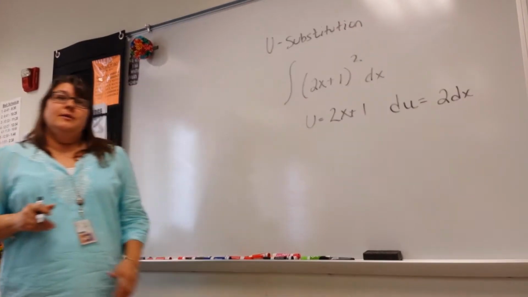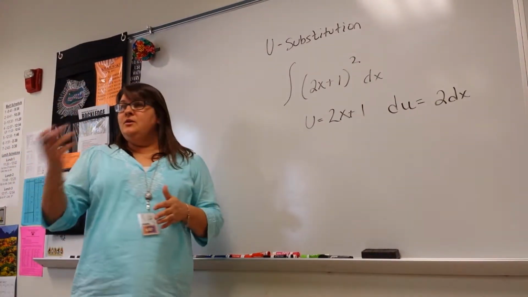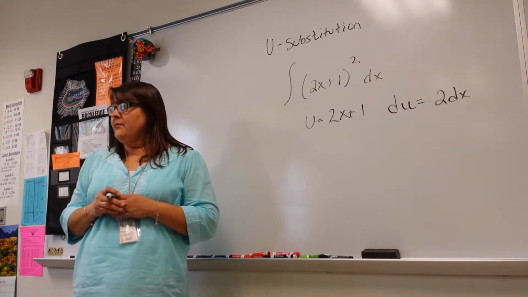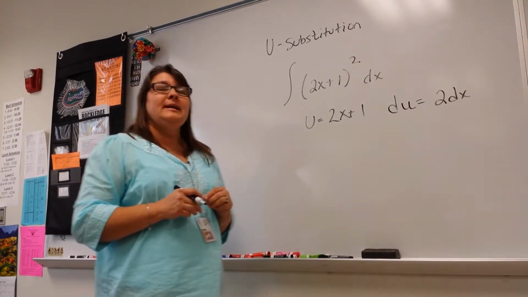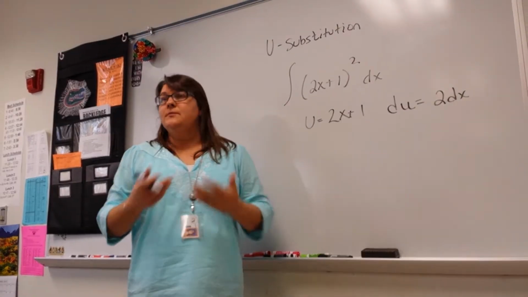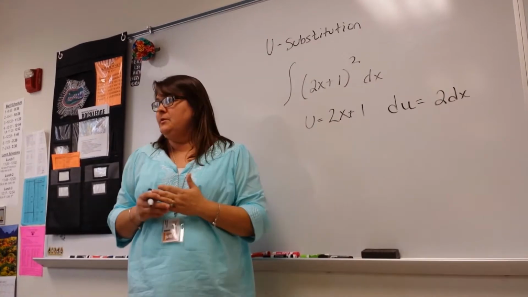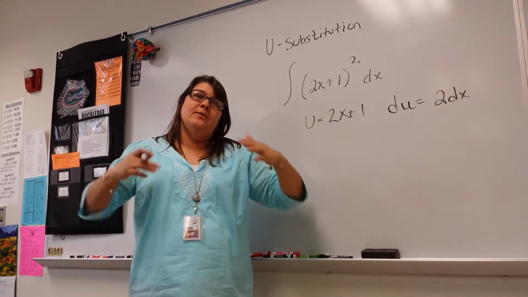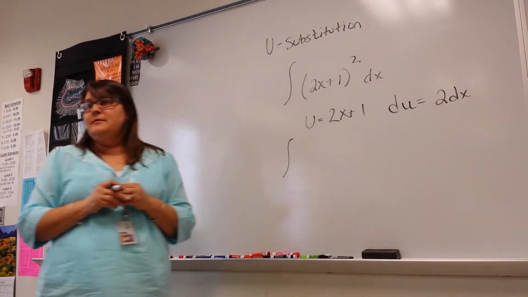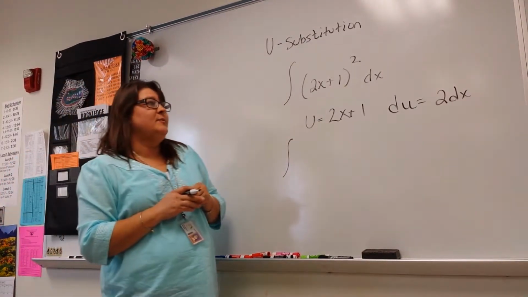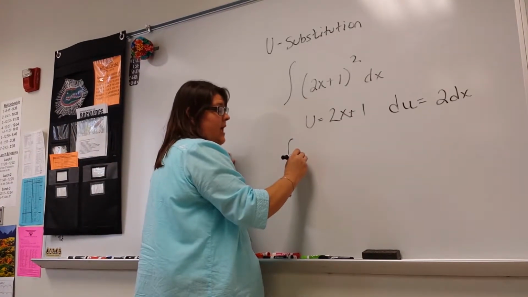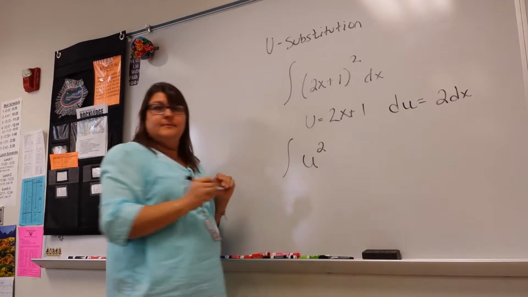So everybody cool with what I just did? I took the u, I found out what u was, I took its derivative. Everybody comfortable? Okay. So what we need to do now is take this original problem and rewrite it in terms of u, hence the name u-substitution. We're going to rewrite it with u's only, no more x's. So I still have an integral symbol, and instead of 2x plus 1 squared, what would I write? I would write u squared.